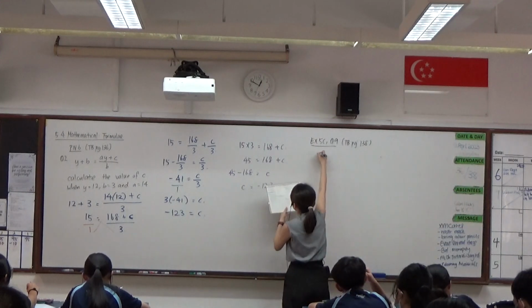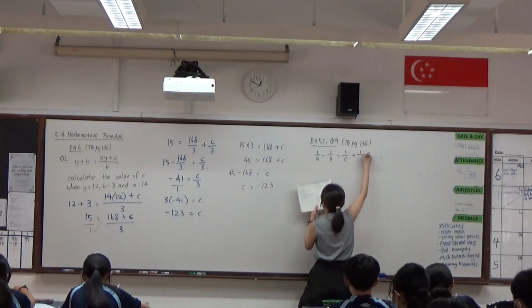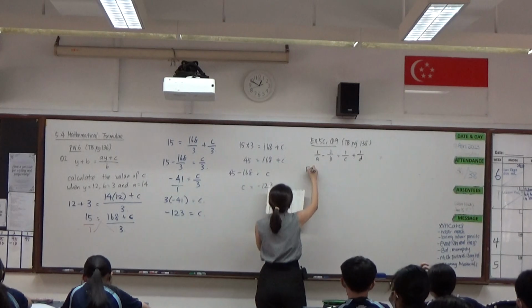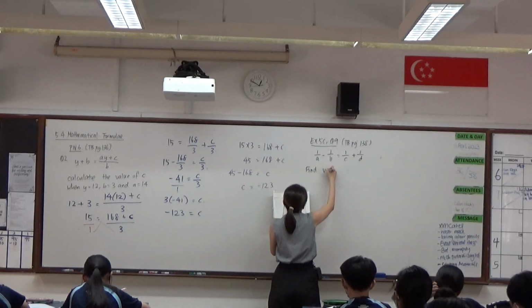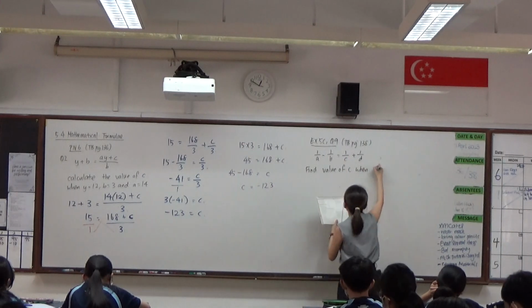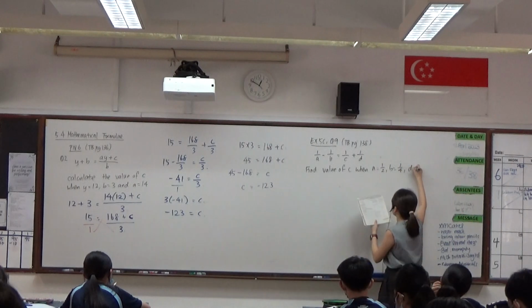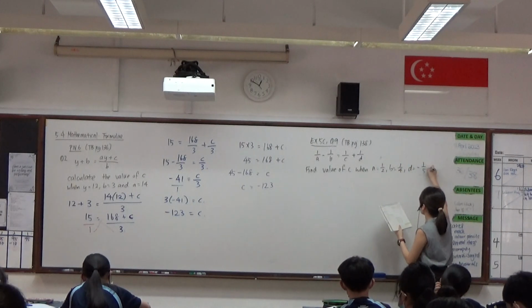The formula that we are given is this. We want to find the value of C when A equals a half, B equals 1/4, D equals -1/5.